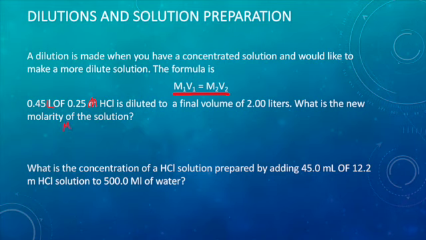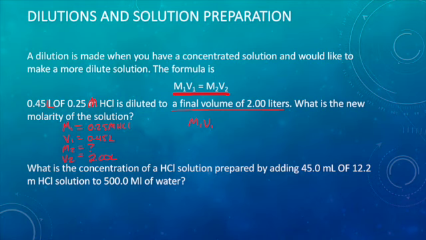So we start with what we know. So M1 V1 M2 V2. So our molarity of solution 1 is 0.25 molar HCl. We have 0.45 liters, and it's diluted to a final volume of 2 liters. So V2 is 2 liters, and we are looking for M2.